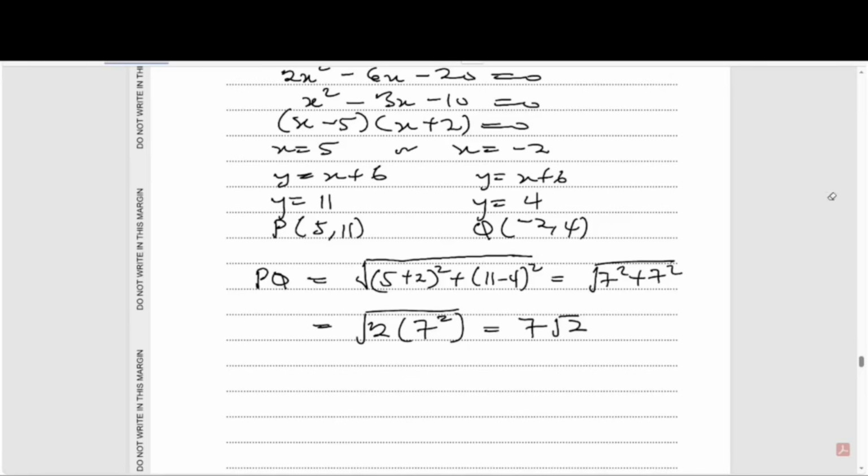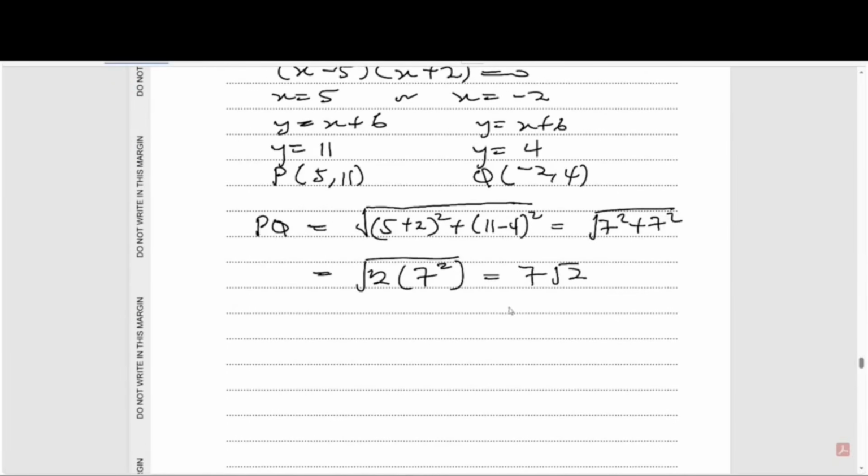So this is our a root b. A is equal to 7 and b is equal to 2. And remember the question said both are integers greater than 1. And that is the distance between P and Q.